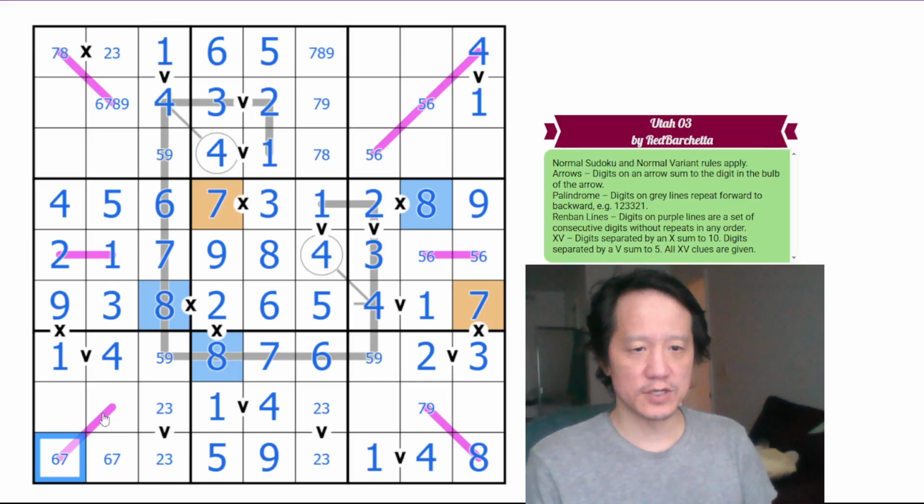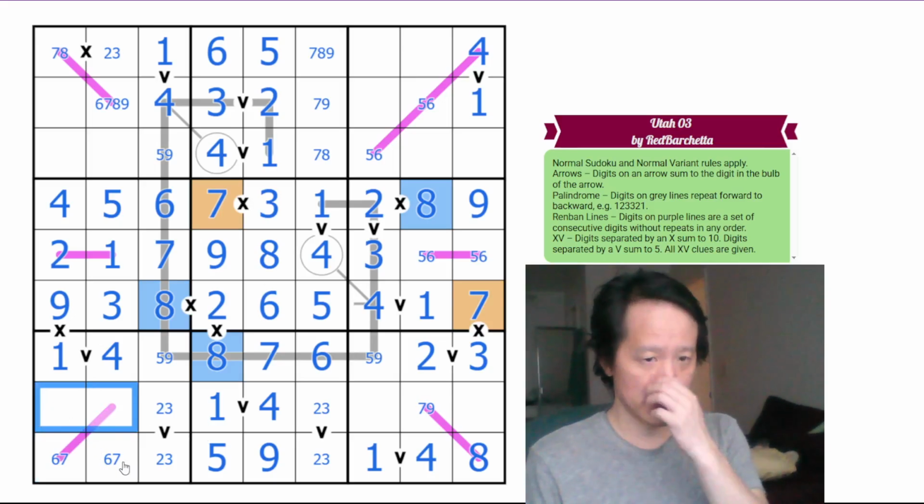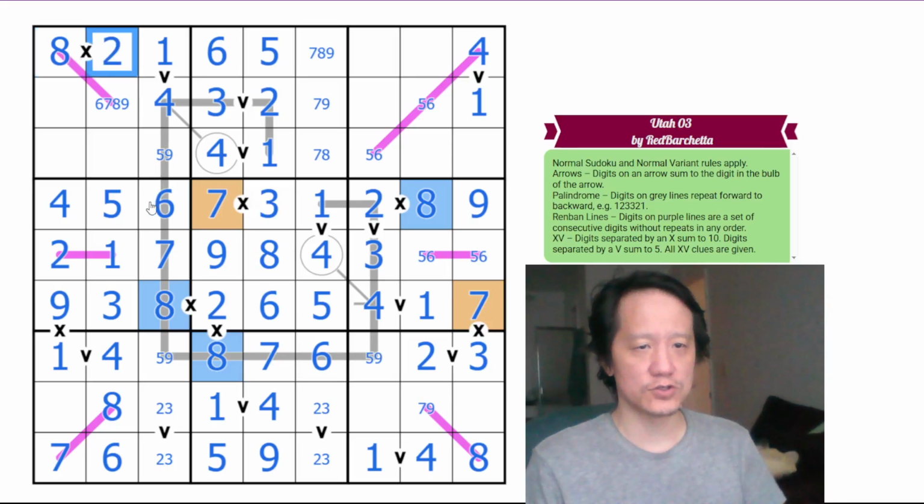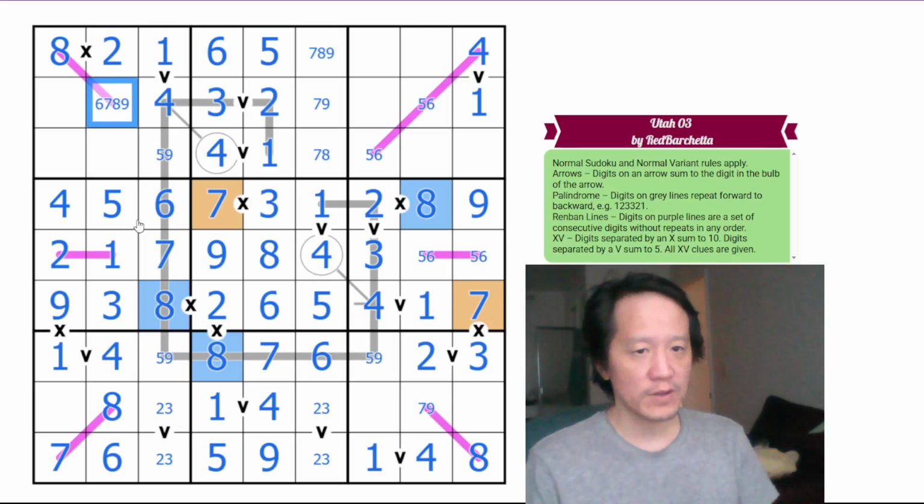Well, if this were 6, it could only be consecutive with 5 or 7, but because of the 6, 7 pair, can't be here. This can't be 5 because of the 5 in the column. So this doesn't work as 6. This has to be 7, which makes this a 6. That makes this an 8. This 7 eliminates 7 here, so this is 8 and 2. Actually, we had a 3 here, so we should have known that already.